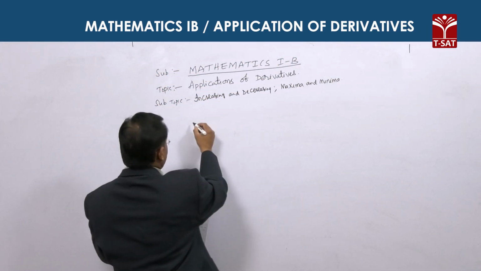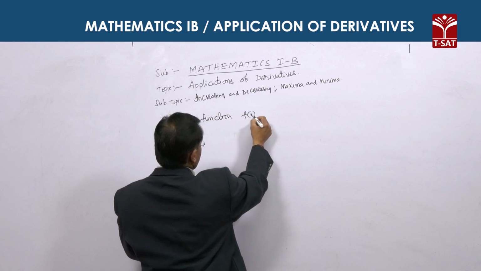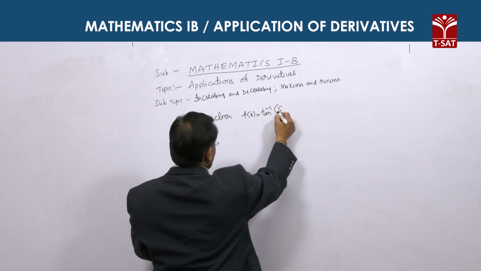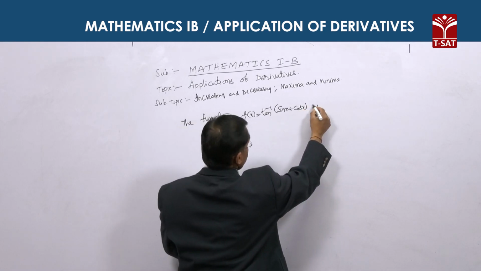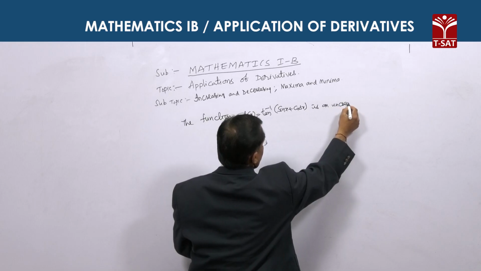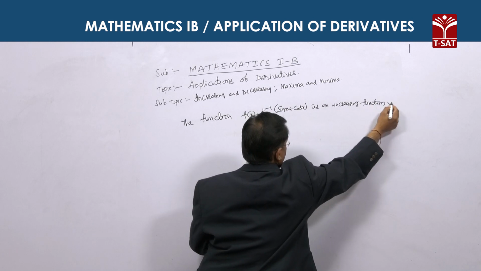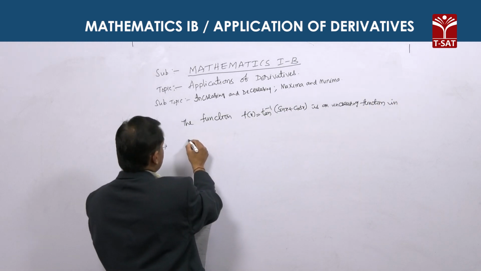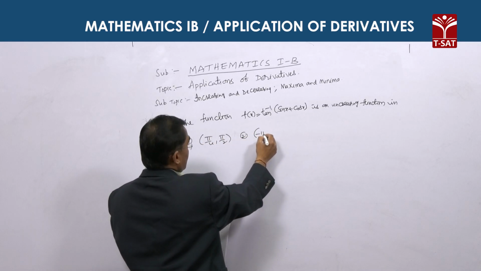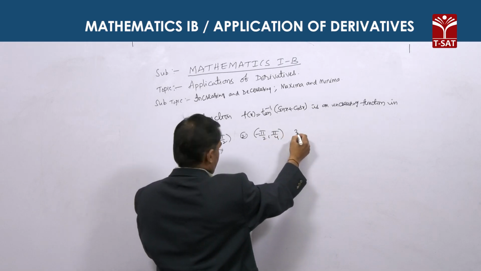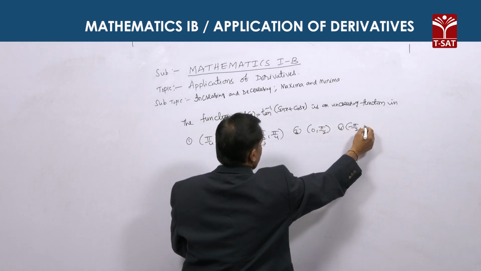Right. Next problem. The function f of x is equal to tan inverse of sin x plus cos x. In which interval is it an increasing function? First answer is open pi by 4 comma pi by 2. Second answer is minus pi by 2 comma pi by 4. Third answer is 0 comma pi by 2. And the fourth answer is minus pi by 2 comma pi by 2.